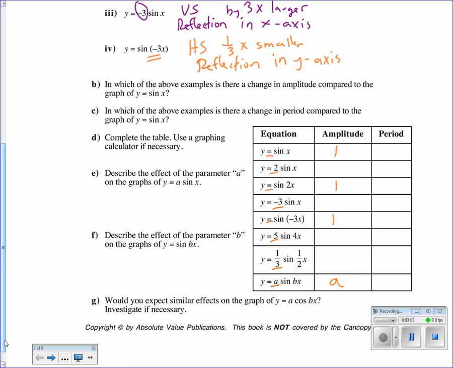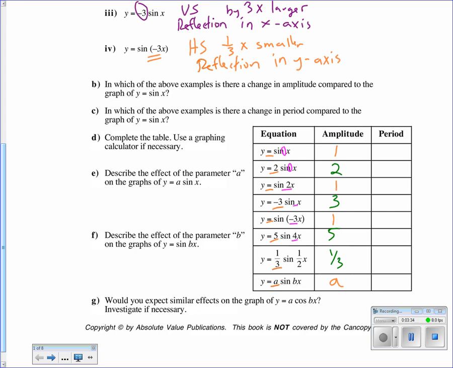As soon as my number is no longer 1, it actually is my amplitude. So 2, 3, 5, a third. Amplitude is generally referenced as an absolute value because it's the distance up to the crest, or down to the trough. Period is controlled by the value in front of the x term. So period is controlled by the number in front of the x term.